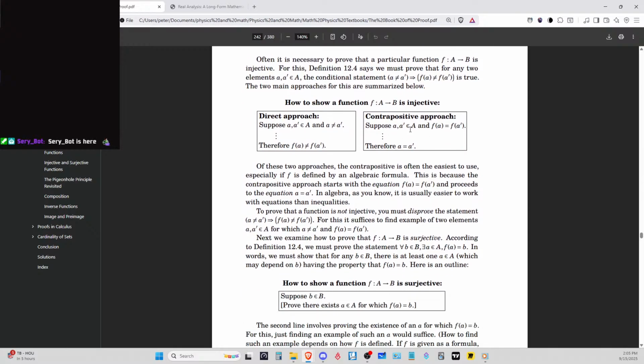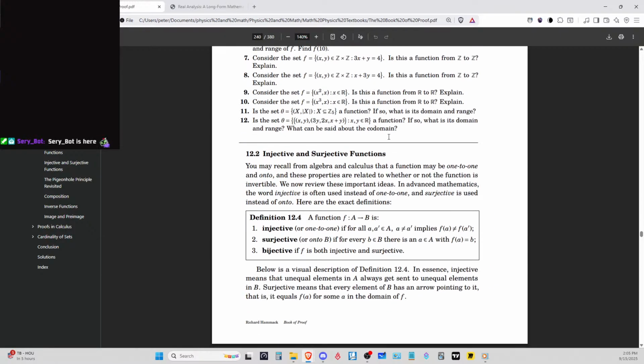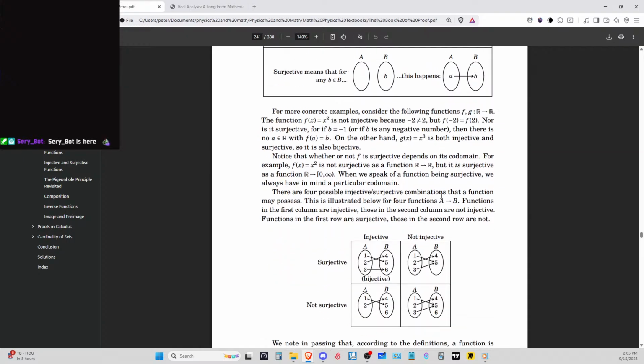Okay, so we have the contrapositive and the direct approach. From what I've read of this part, it says that the contrapositive method of proofwriting is more effective for injective. Because according to the actual definition, for all A and A prime in A, A is not equal to A prime implies that f of A is not equal to f of A prime. Because it's supposed to be 1 to 1.